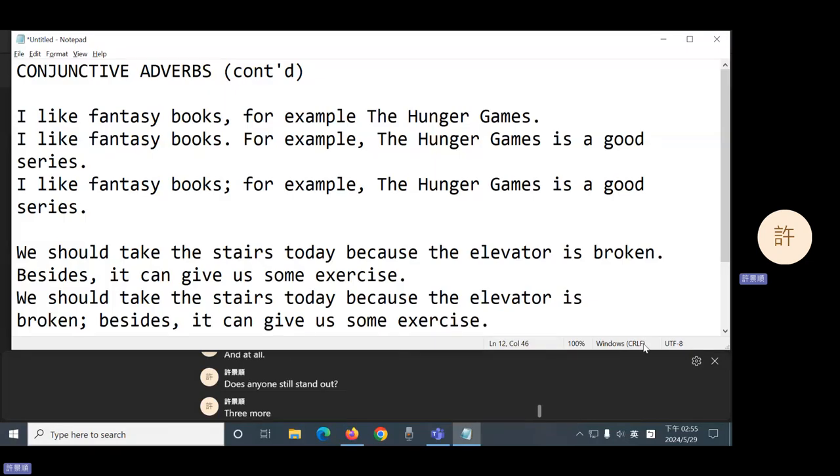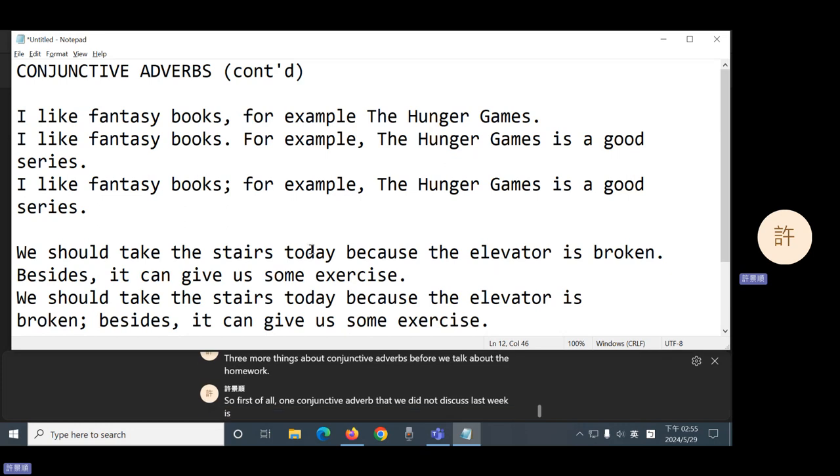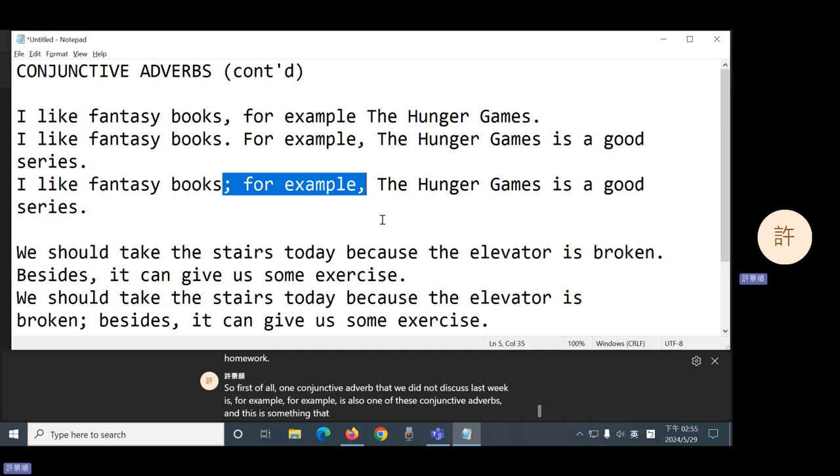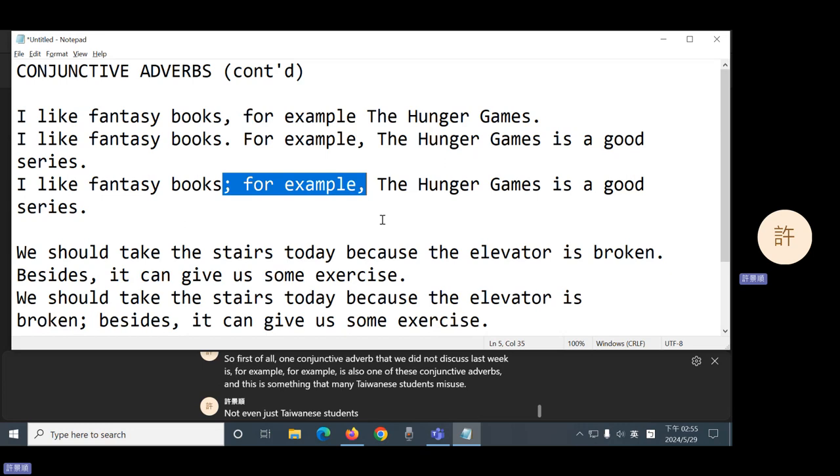Three more things about conjunctive adverbs before we talk about the homework. First of all, one conjunctive adverb that we did not discuss last week is "for example." For example is also one of these conjunctive adverbs. And this is something that many Taiwanese students misuse. Not even just Taiwanese students. Many people, including native speakers, misuse this term.